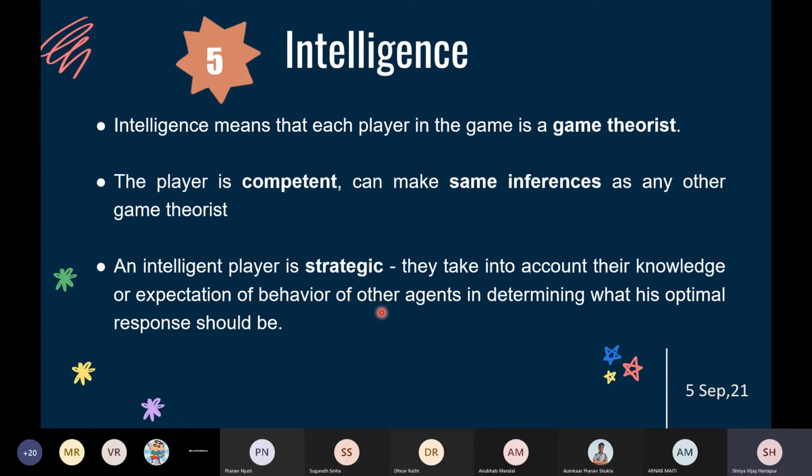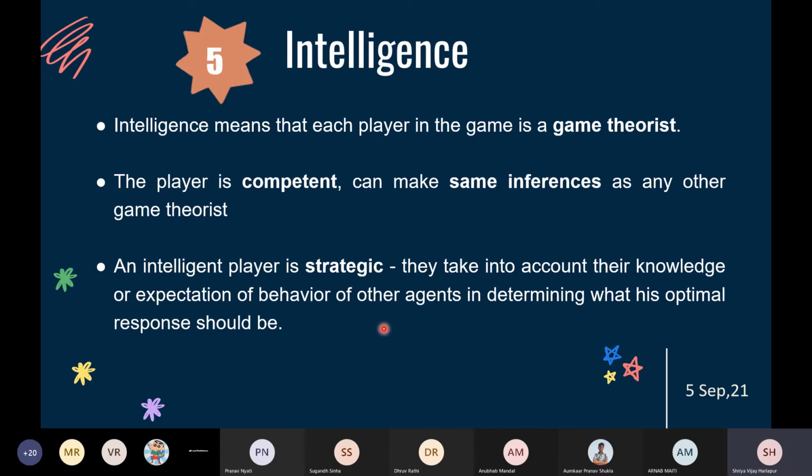And the fifth and final idea is that all these players are intelligent, which means that everyone playing the game is a game theorist. Everyone playing the game knows what the principles of game theory are. They're able to apply them and make the same inferences for the game as any other game theorist around. So if there are 3 players and you make A and B play a game, B and C play a game, and A and C play a game, then the outcomes will be identical because we're assuming all 3 of them are intelligent players who are game theorists.